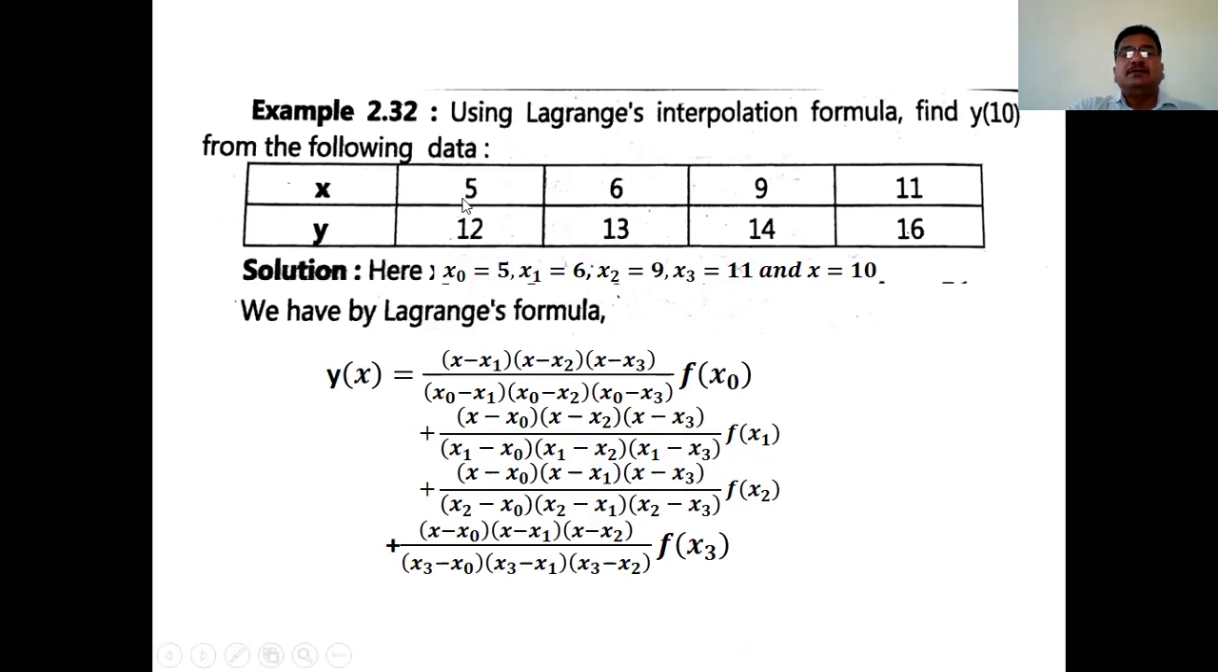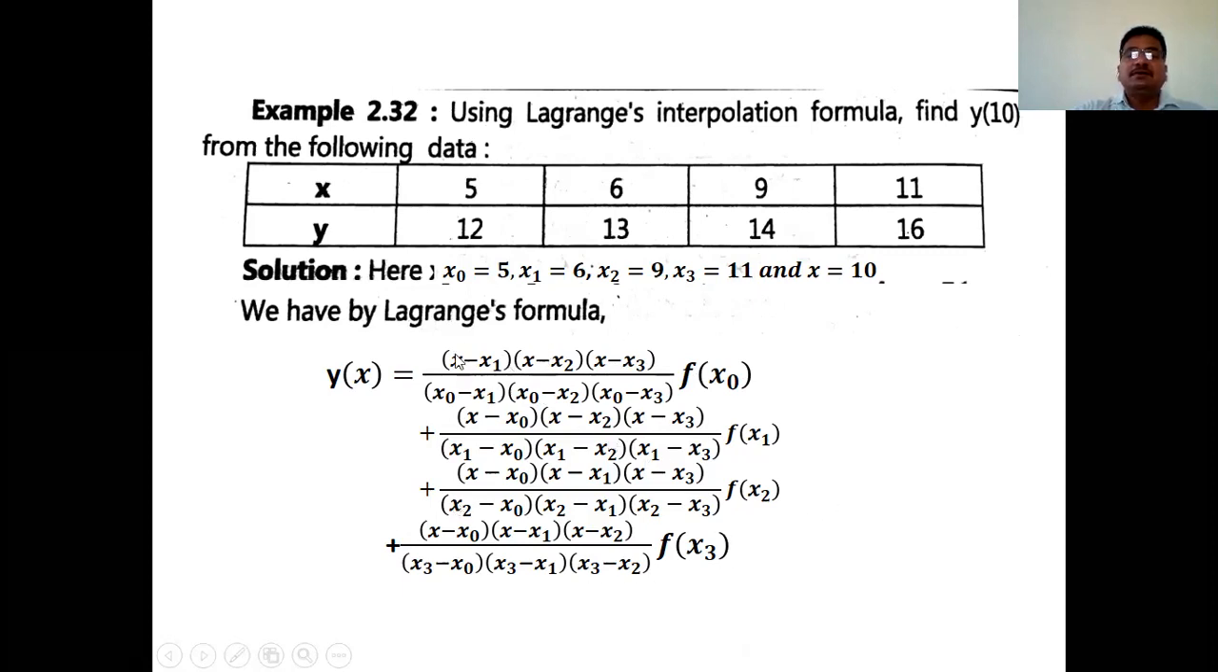So for the values of x, this is x0, this is x1, this is x2, this is x3, and x is 10. Instead of f, here the notation is y. So we use y instead of f(x), and the values of x are 4 in number. So we have a total of 4 terms, 1, 2, 3, 4.